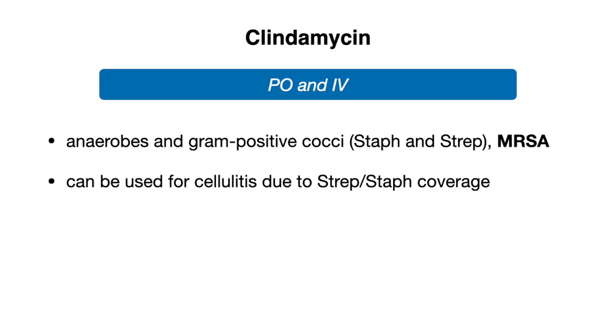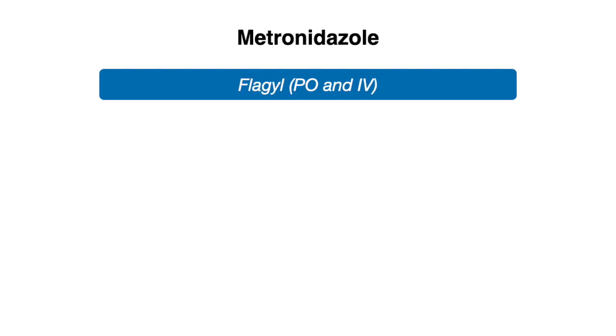One thing to know about clindamycin is that it causes a high rate of C. diff amongst other antibiotics, and so this is something to keep in mind. Metronidazole, also known as Flagyl, comes in a PO and an IV form. It is the drug of choice for most anaerobic infections.